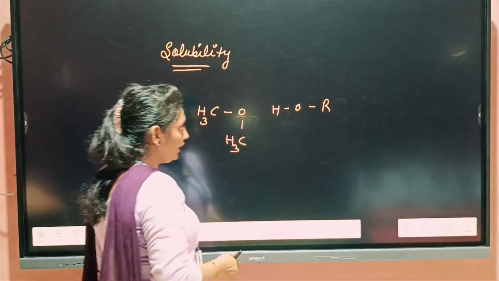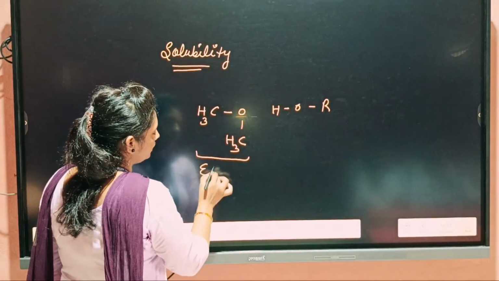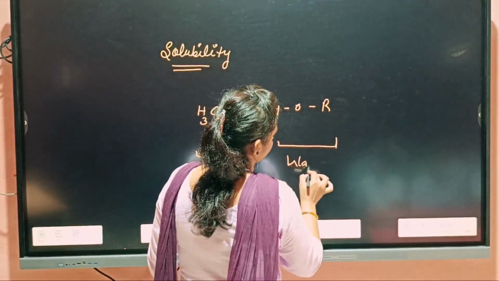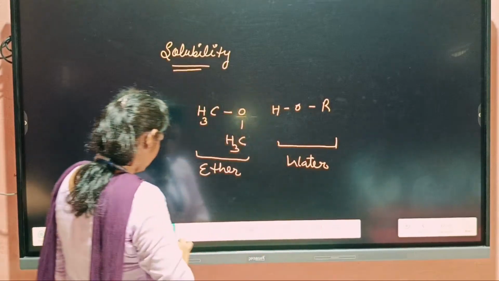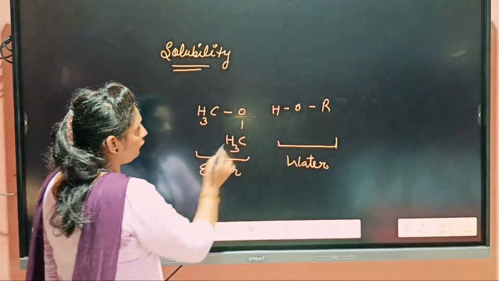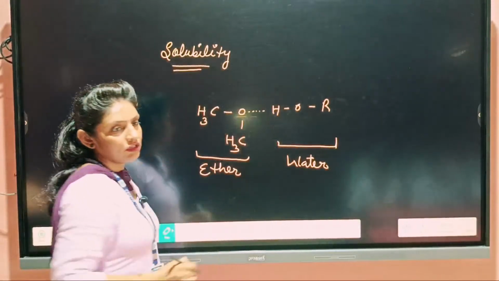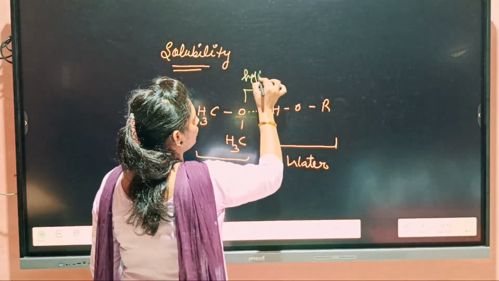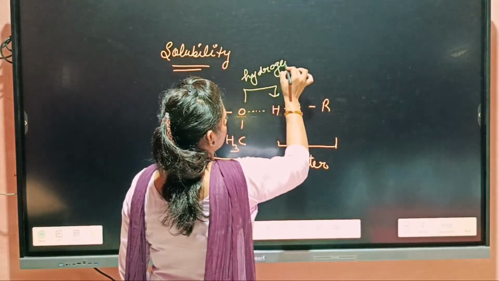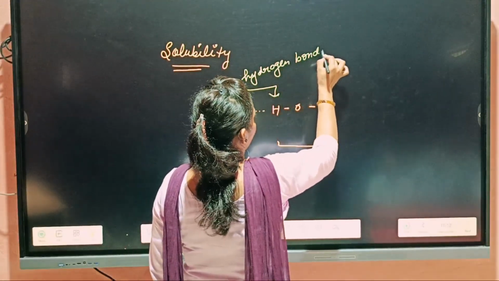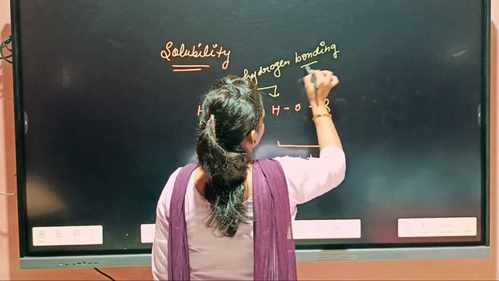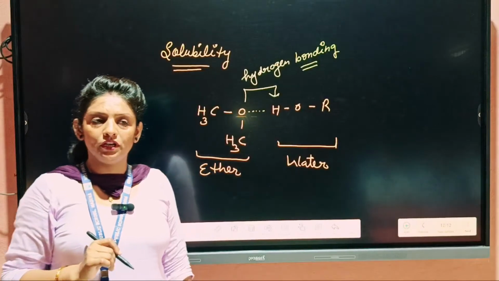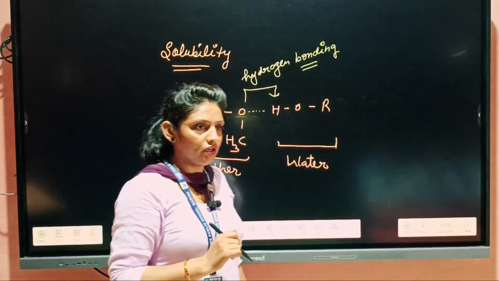If we have one molecule of ether and one molecule of water, so students, they form a hydrogen bond with the water molecule. Due to formation of hydrogen bond with the water molecules, they are miscible in water, meaning they are soluble in water. Clear to you or not?